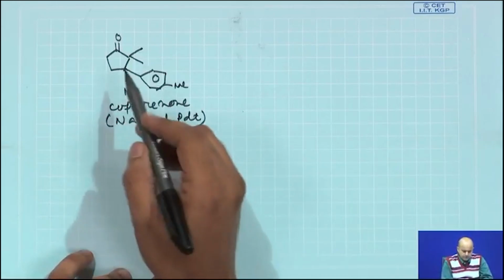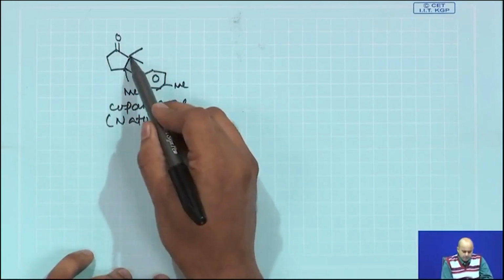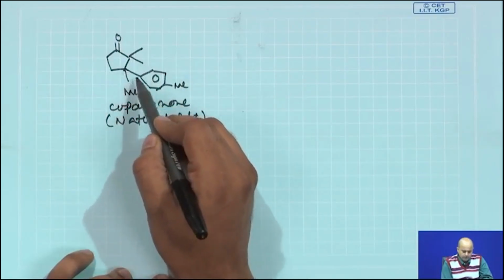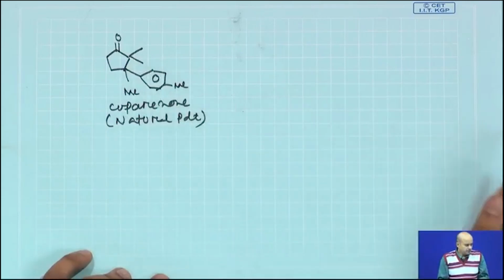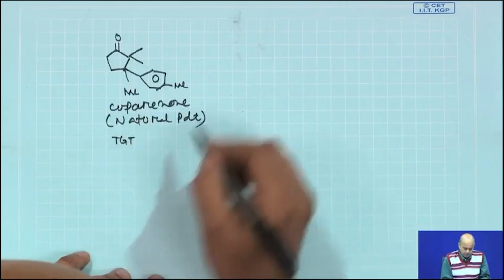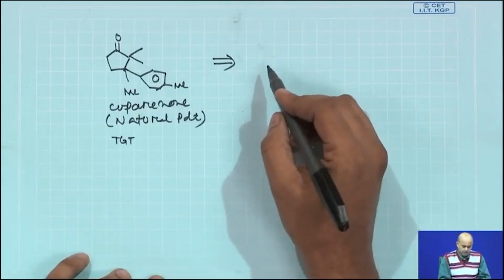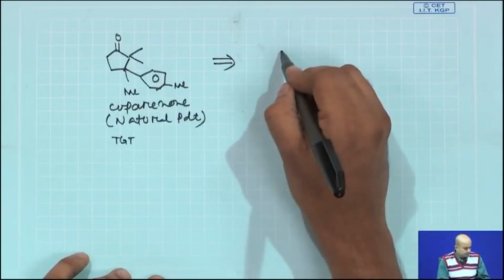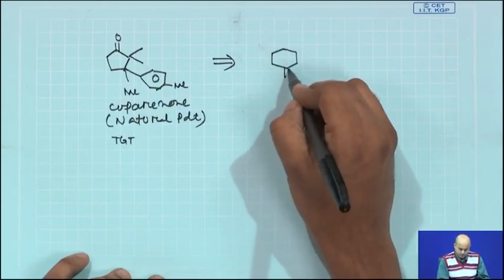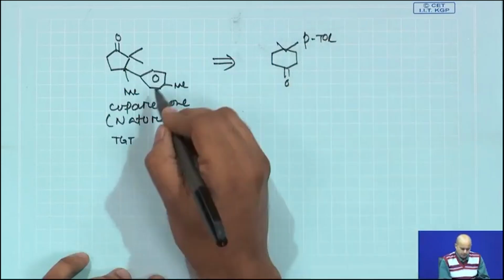If we see the structure, it is a cyclopentane based compound, a cyclopentanone. You have a geminal dimethyl group, and at this carbon you have a methyl as well as a paratolyl group. Now, the starting material I will be giving to you, but we will be trying to do the retro, and the starting material which was given to you is this starting material. This group is a paratolyl group.